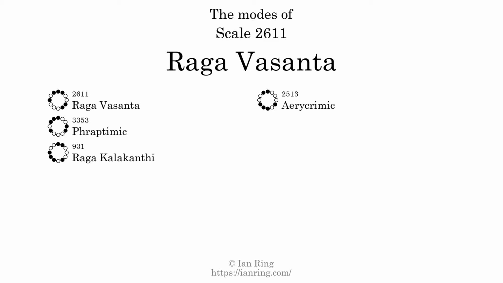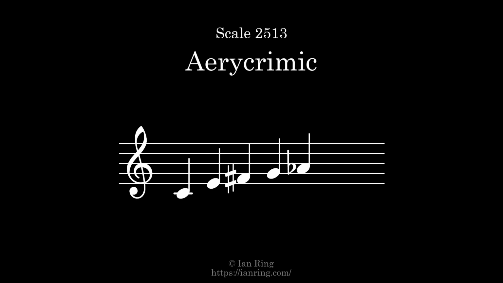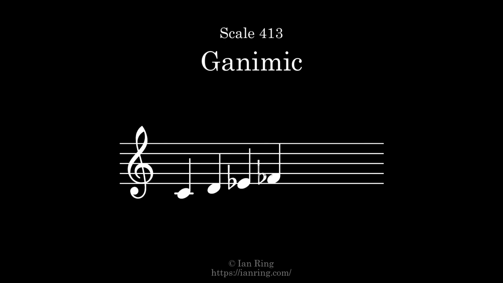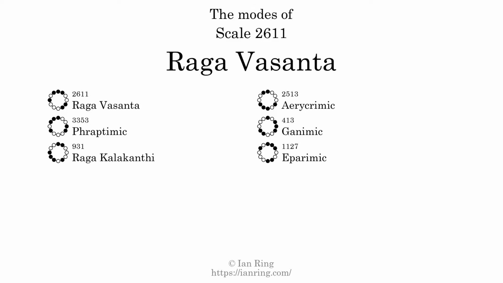The fourth mode is scale 2513, also known as acrimic. It sounds like this. The fifth mode is scale 413, also known as gonymic. It sounds like this. The sixth and last mode is scale 1127, also known as epirhythmic. It sounds like this.